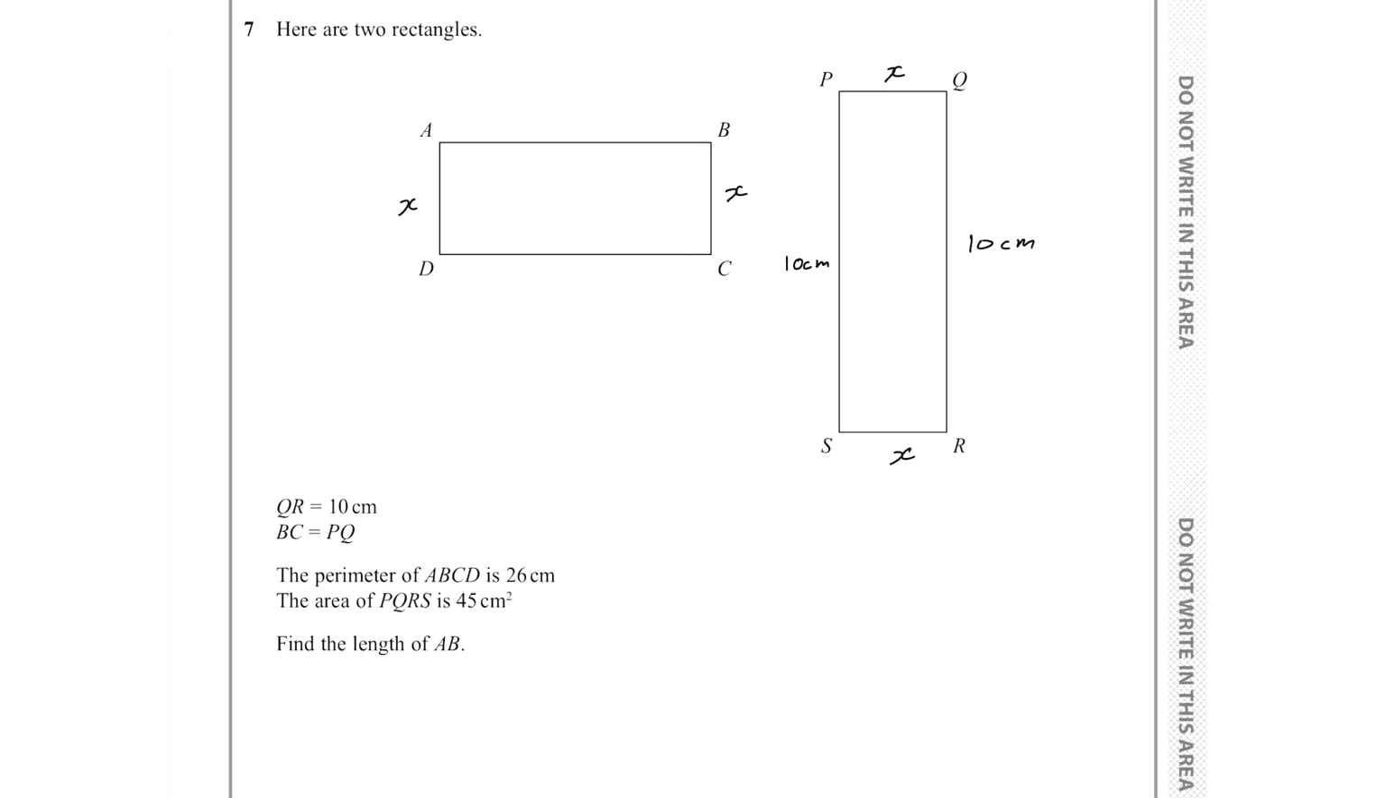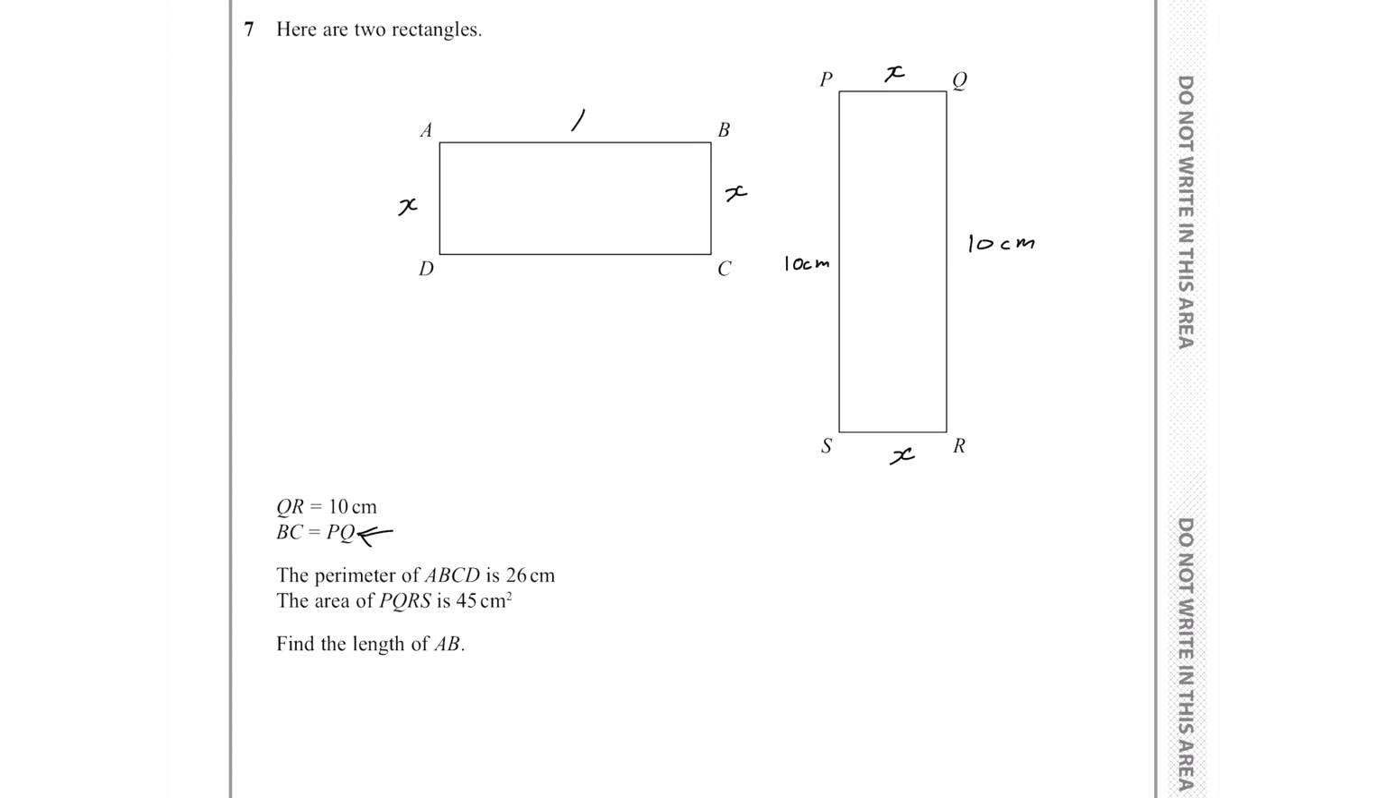Because it's a rectangle, opposite sides will be the same. So that comes from this line here. Then it says the perimeter of ABCD is 26, so that means all sides add up to 26. The area of PQR is 45, so that means the base times height is 45. Find the full length of AB.